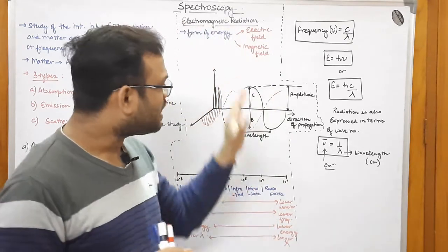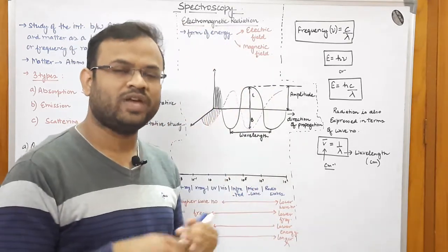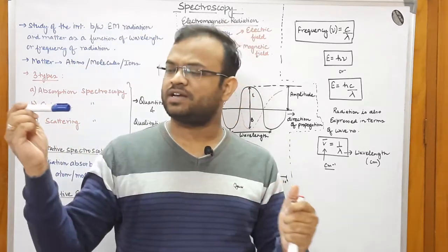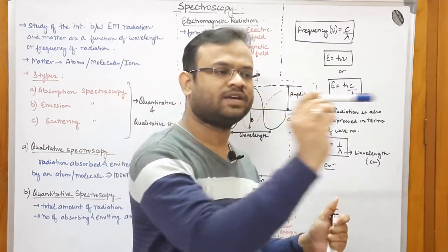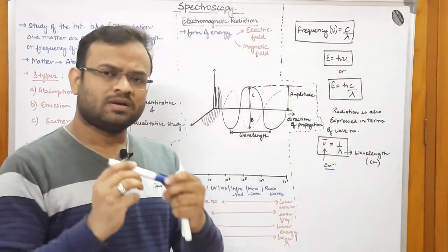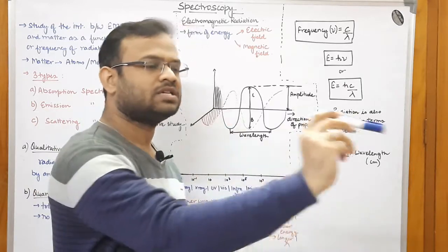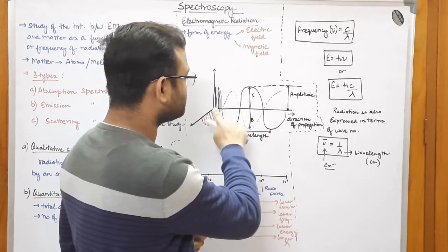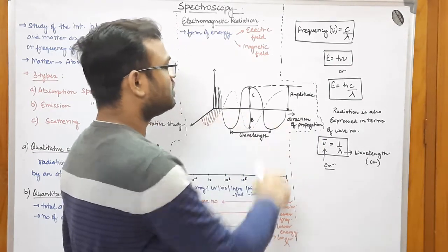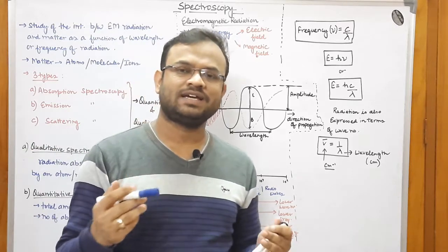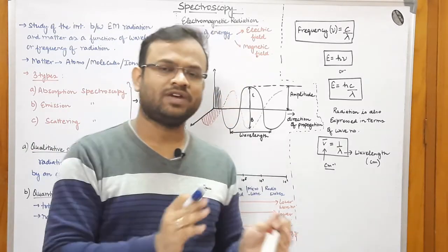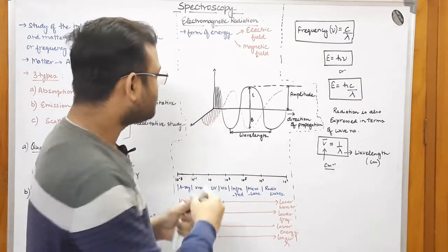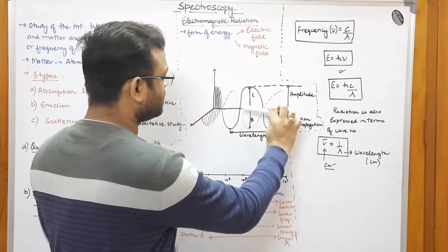Now let us understand how electromagnetic radiation progresses. Suppose the electromagnetic radiation is progressing in this particular direction. If this is the direction of propagation, the electrical wave and the magnetic wave would be at 90 degrees phase to each other.